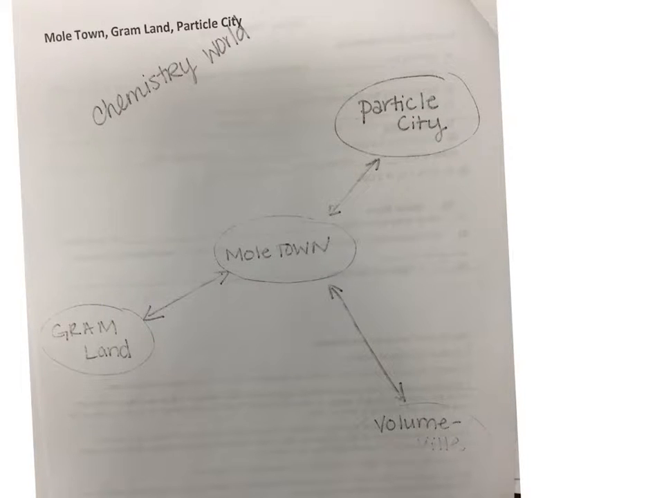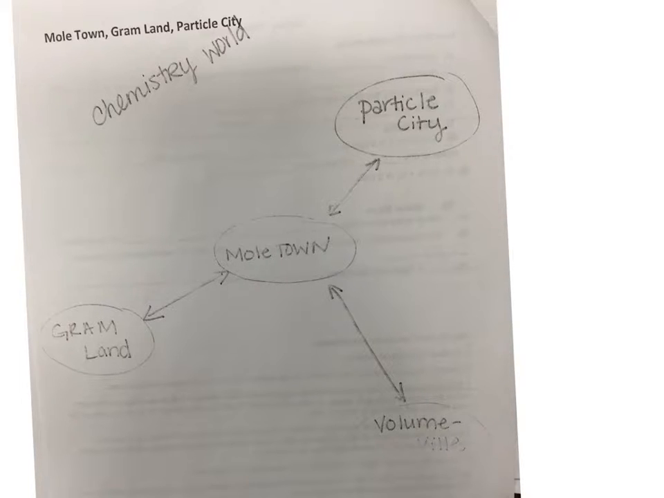So looking at chemistry world, you've got 4 different places in chemistry world. You've got Particle City, Grahamland, Volumeville. We aren't going to be messing too much with Volumeville, but I do want to give you a couple of details about each one. This is meant to help my people who still don't get that you probably have to have a mole somewhere in your calculation. Mole Town is the center of the world. Do we see that? You have to go to Mole Town. Mole Town is the best town ever.